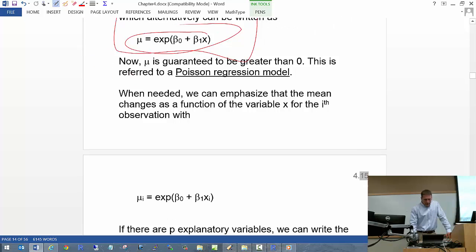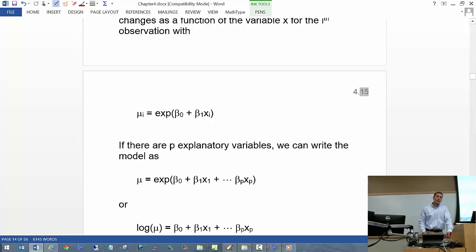Now, at times, you might want to write this model so that you can emphasize the fact that it's for the ith observation. So of course x is going to change depending upon what the observation is. Mu is going to change depending upon the observation. So I could equivalently write the model like this. This is helpful, for example, when you write out the likelihood function.